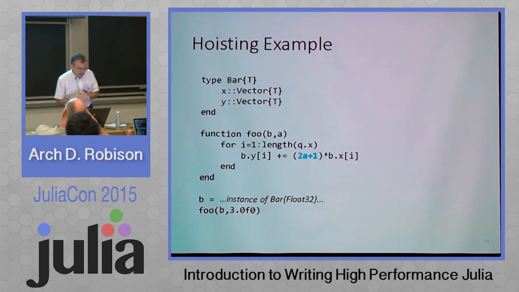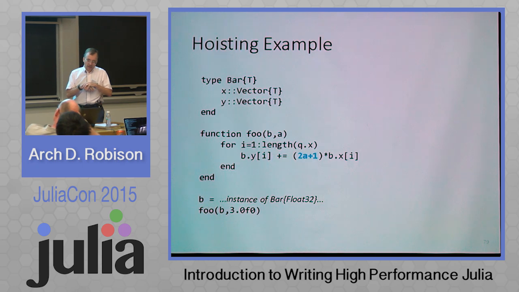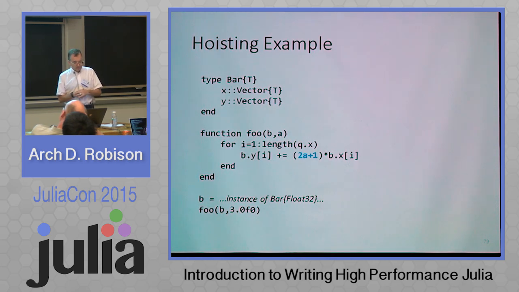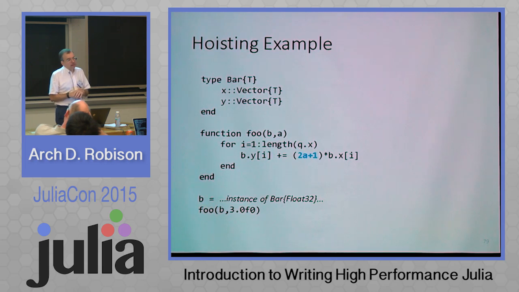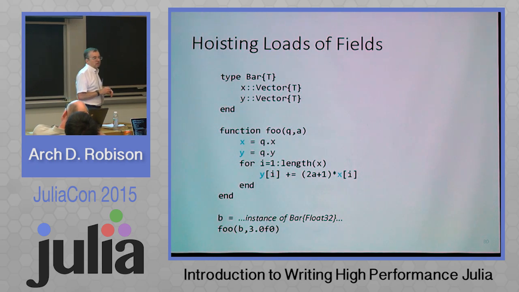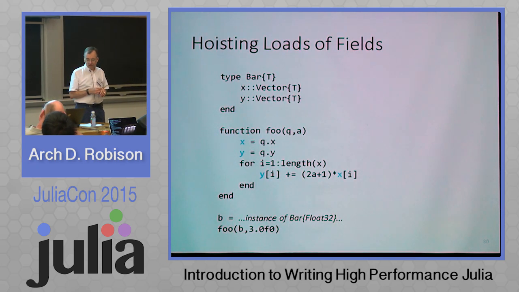I should say, in this loop here, I'm loading, besides 2a plus 1, that's one loop invariant. The other loop invariants are the pointers to fields y and x. Technically those are also loop invariants, but the current compiler won't catch it. So what you have to do is load those explicitly into local variables. So here I took q.x and q.y and pulled them up into locals.